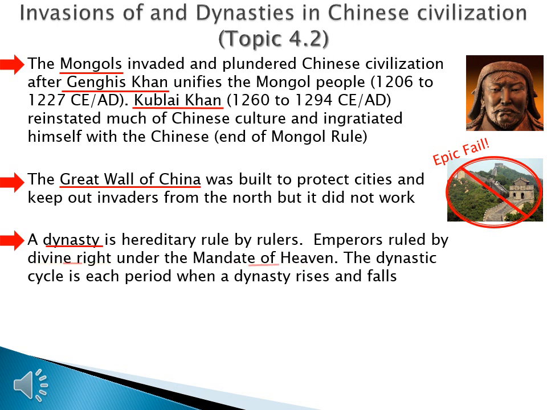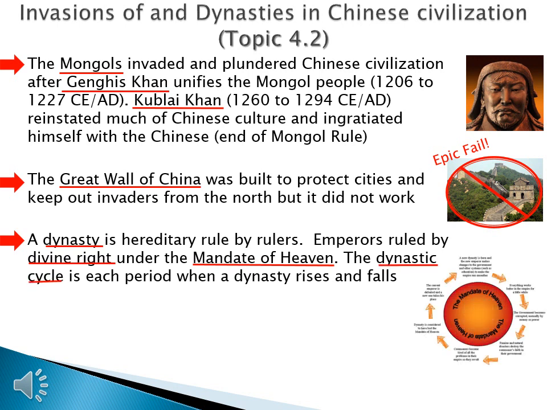Emperors ruled by divine right under the mandate of heaven. An emperor claimed that God said he should rule, but he could only rule the right way for the people under the mandate of heaven. The dynastic cycle is each period when a dynasty rises and falls. If you did not rule the right way, if your empire became corrupt under the mandate of heaven, you lost your divine right and someone else took over.